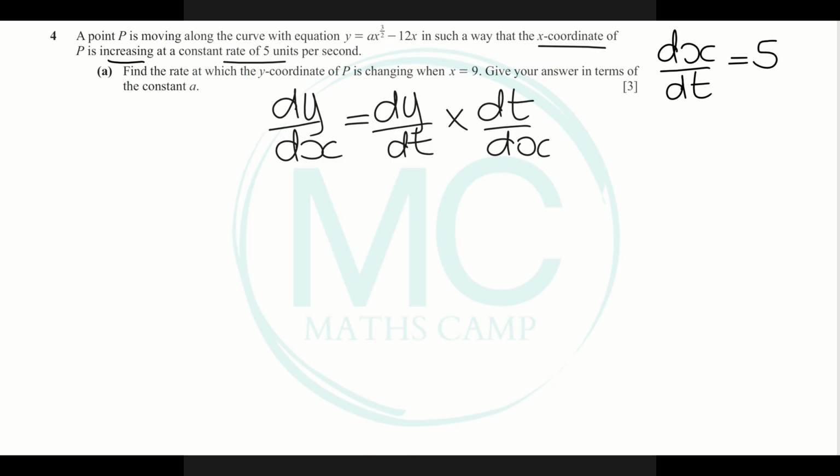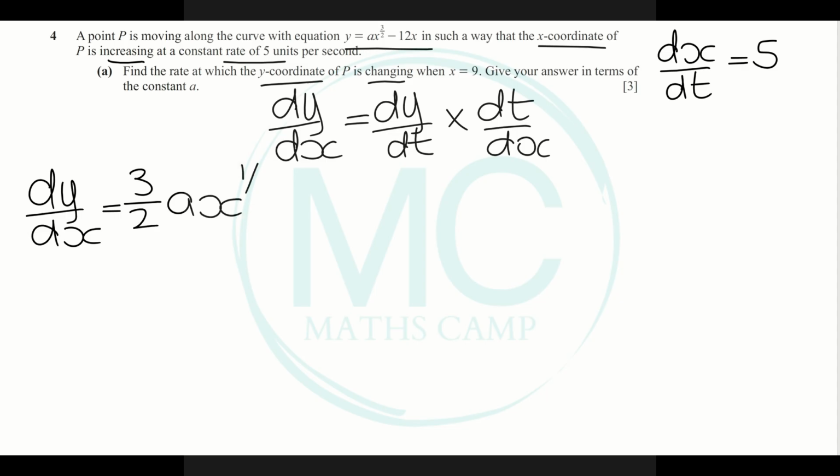The question asks us to find the rate at which the y-coordinate is changing. So we need to find dy/dt. To do this, we can use the chain rule, but we first need the value of dy/dx. We are given the equation for y, so let's find dy/dx. So we can say dy/dx is equal to 3/2 ax^(1/2) − 12.